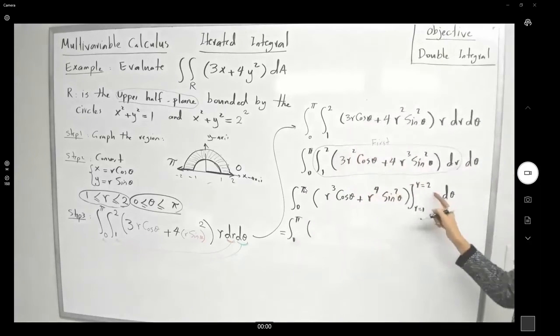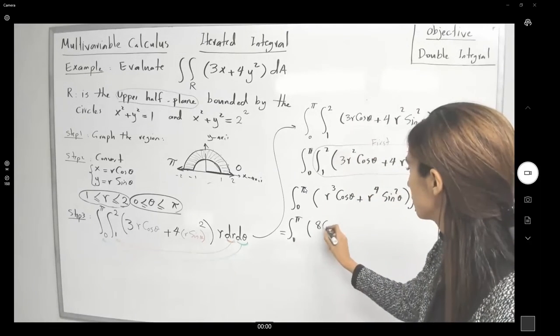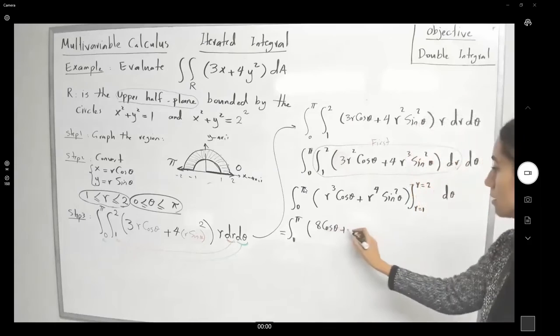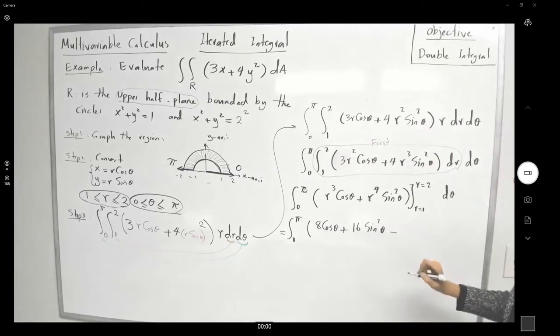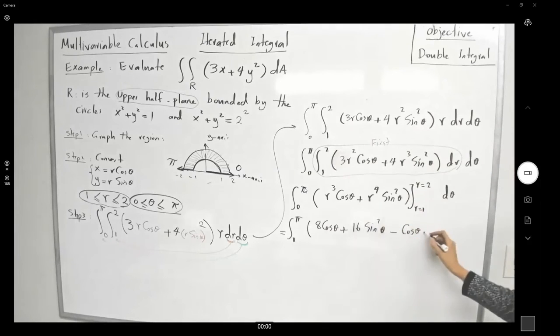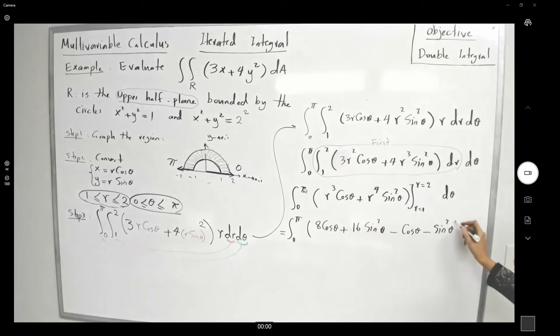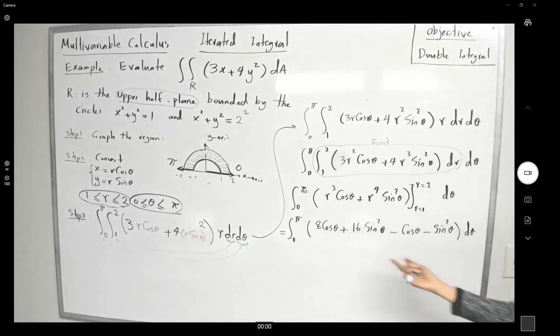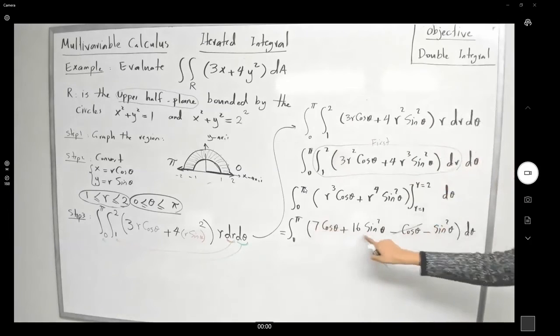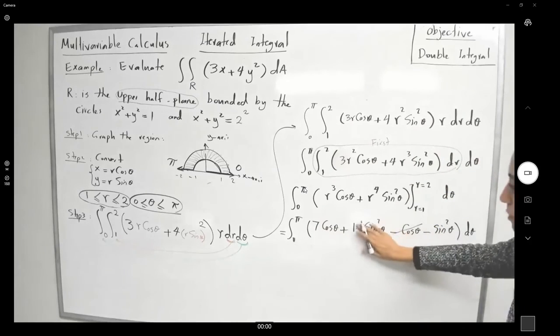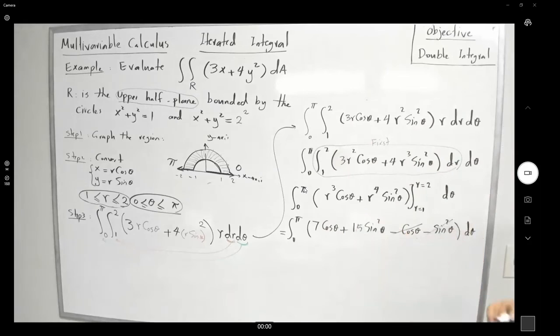So this guy is equal to the integral 0 to pi. Here we have, if I plug in 2, I get 8 cosine theta plus 16 sine squared theta, and minus, if I plug in 1, I get cosine theta minus sine squared theta d theta. Well, okay, I can simplify this. 8 cosine theta minus cosine gives me 7 cosine theta. And then 16 sine squared minus sine squared gives me 15 sine squared.